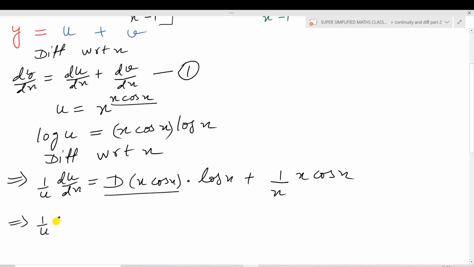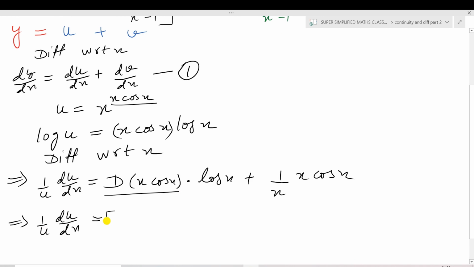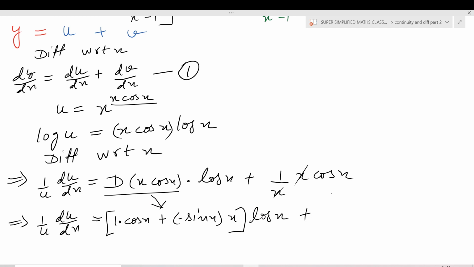That gives me 1 by u du by dx is equal to, now derivative of x cos x using the product rule. So what I get, derivative of x is 1 into cos x plus derivative of cos x is minus sin x into x. This bracket gives you the derivative of x cos x. Now it is multiplied by log x plus, you can see here x cos x and x get cancelled, and we have only cos x here.